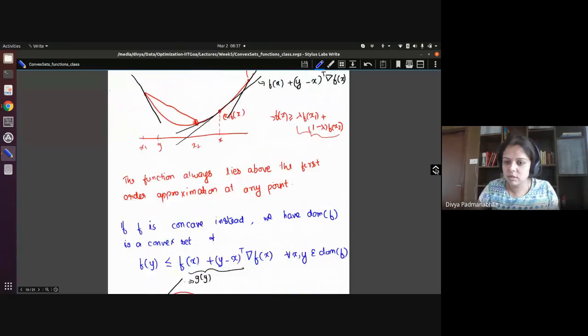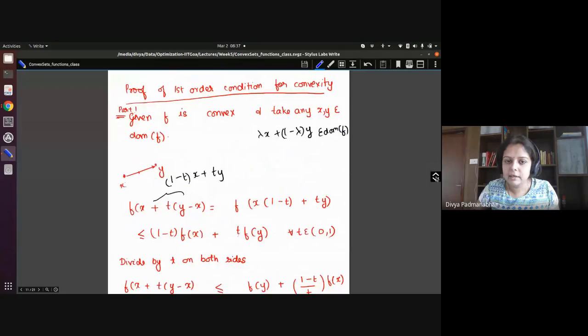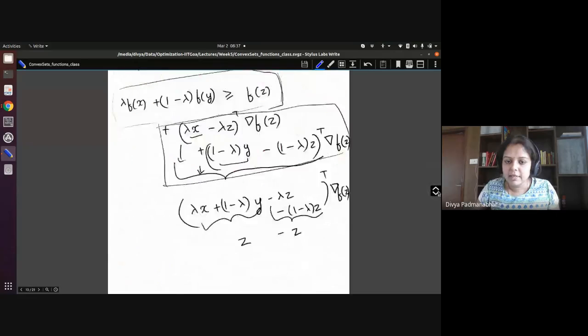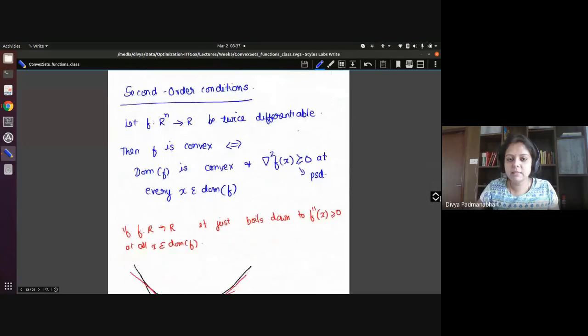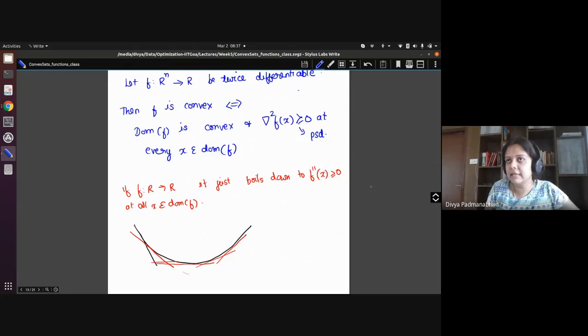Okay, so I just wanted to clarify that. And then finally, what we did was we stopped at this point where we looked at a second order condition. We said that if a function is convex, then the Hessian at every point you take has to be positive semi-definite. Okay, and so this is an if and only if.